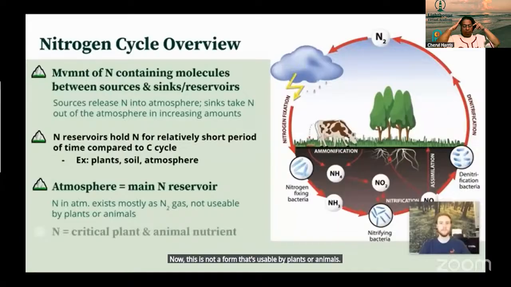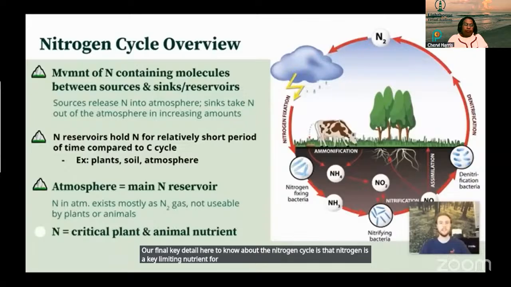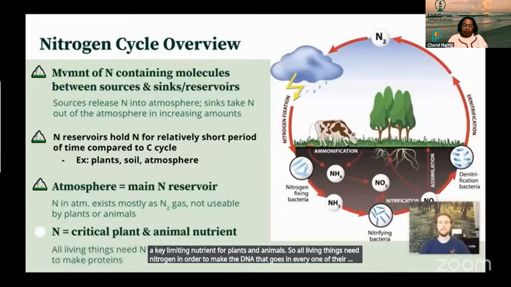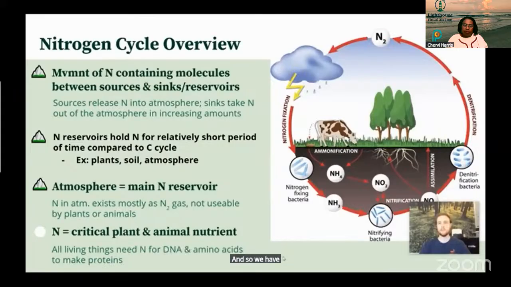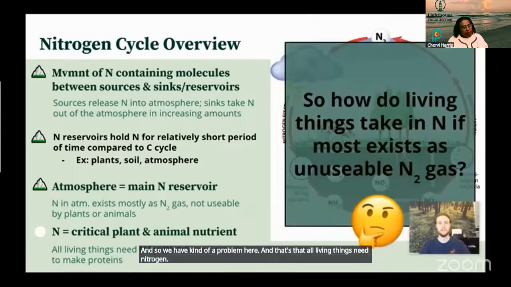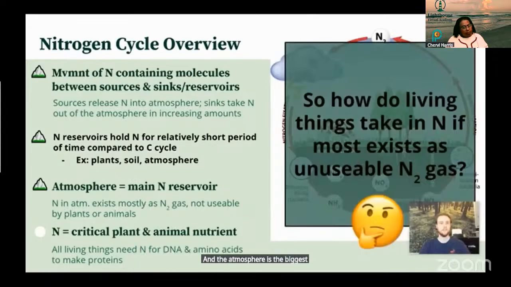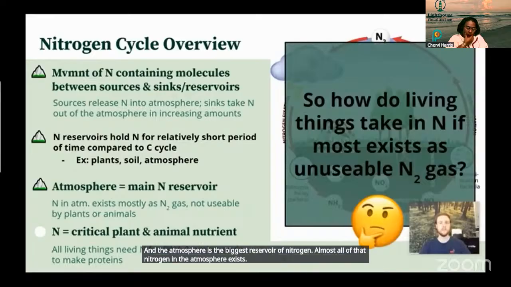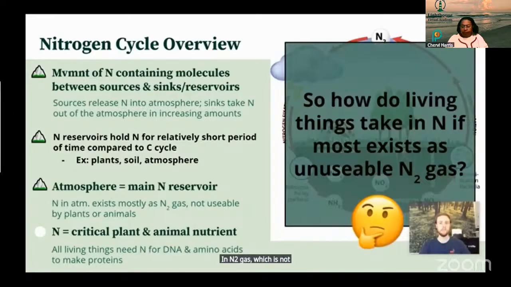Our final key detail to know about the nitrogen cycle is that nitrogen is a key limiting nutrient for plants and animals. All living things need nitrogen in order to make the DNA that goes in every one of their cells and to make the amino acids that build the proteins their bodies are made out of. So we have a problem here: all living things need nitrogen, and the atmosphere is the biggest reservoir of nitrogen, but almost all of that nitrogen exists in N2 gas, which is not usable by plants or animals.